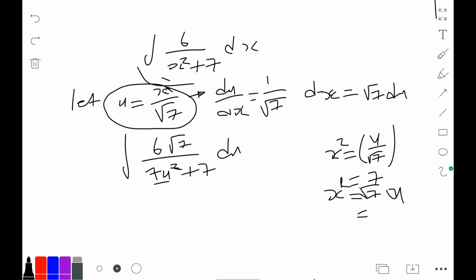Now, when you have this one, we're going to take out the common factor 7 on both sides. You also have the 6 there. Now we're going to take out the square root. It's going to be 6 over square root of 7 times the integral of 1 over u squared plus 1 du.